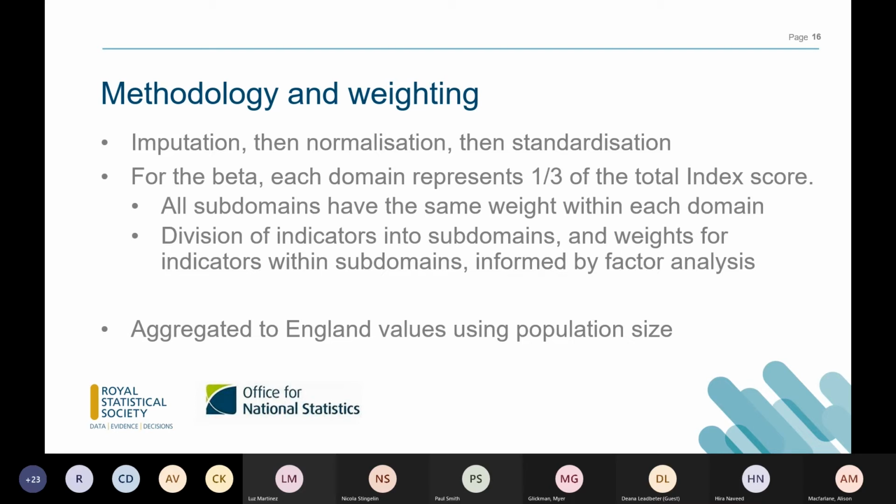And all of these are calculated at our UTLA level, and we aggregate up to region scores and England scores using the population size for each UTLA. So a UTLA with twice the population of another will have twice the weight when turning this into the full index score.